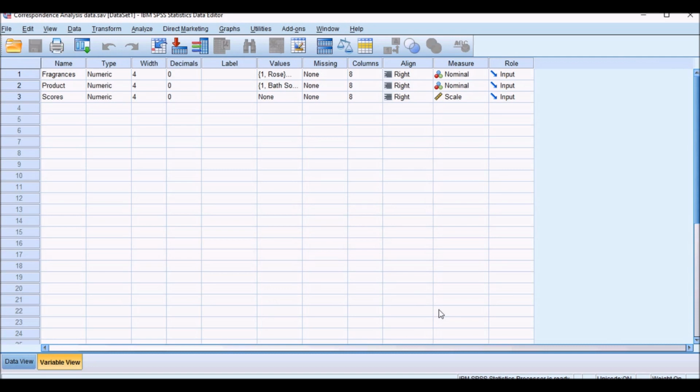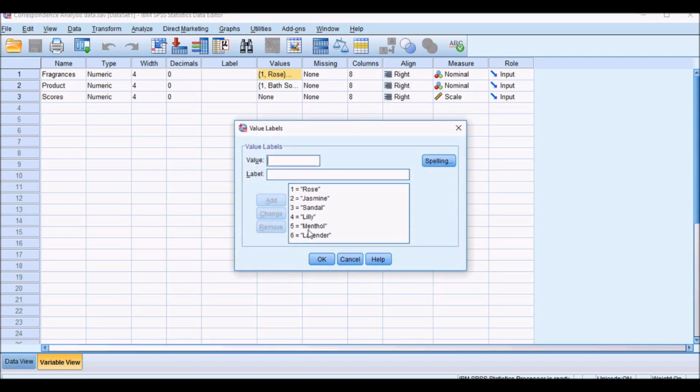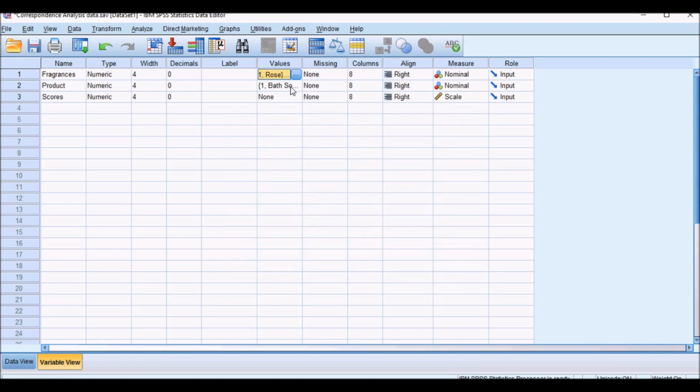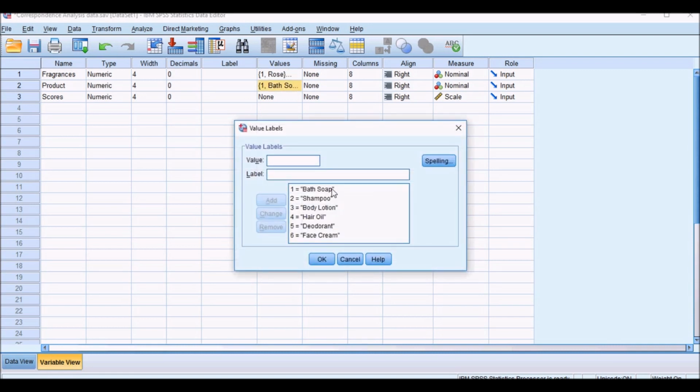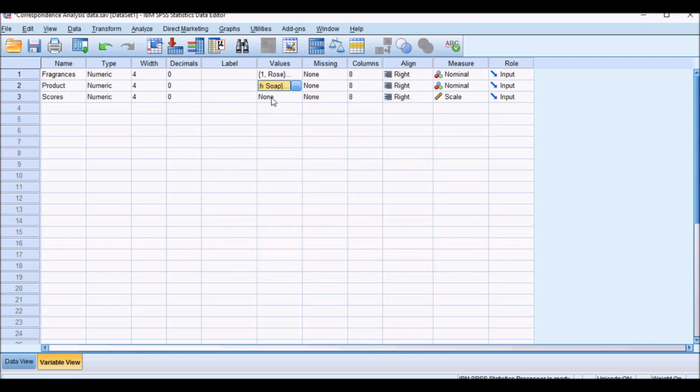This is an SPSS file where I have three variables: fragrance, product, and score. Fragrance has six values, and product has six values. Score is the frequencies. I'll show the data view.